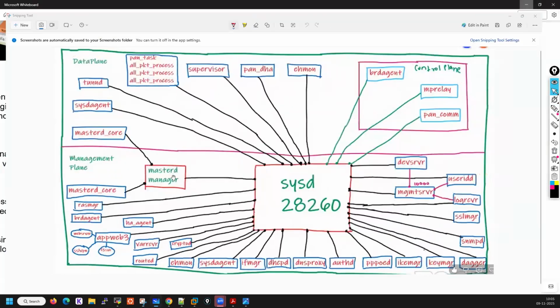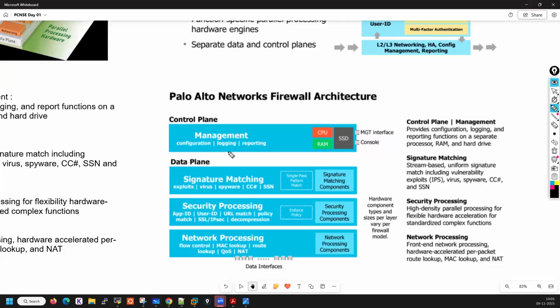But here, just understand, in your management plane, configuration management, logging, reporting, plus daemons or Linux processes are running in your management plane. So those are the tasks of the management plane.